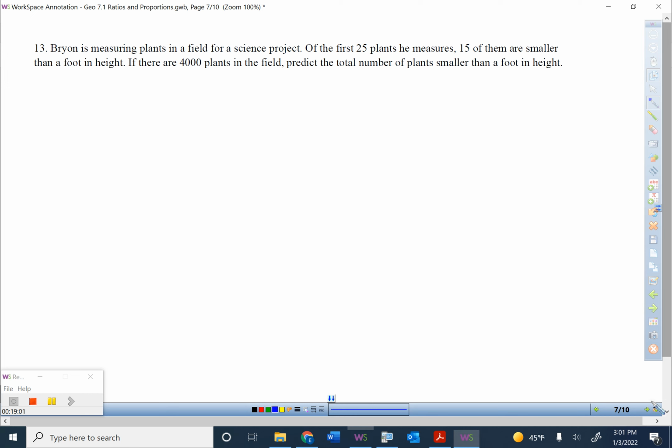Okay, so it says 25 plants here, and it says 15 of them are smaller plants. Okay, so those are really our labels here. We've got plants, or total plants, and then we've got the small ones. Okay, and what we're going to do is set up a proportion, which means we've got a fraction on this side and a fraction on this side. First one, we're putting 25 with the regular plants, so that goes on top. And it says 15 of those are smaller, so the 15 goes on the bottom.